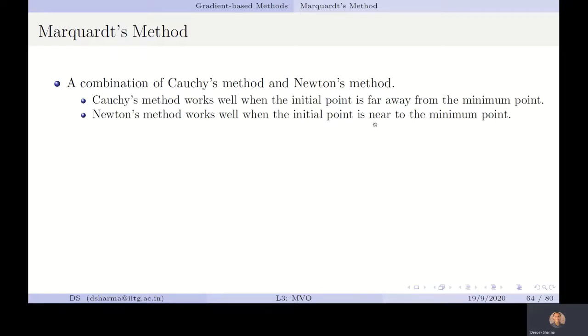So this Hessian matrix will become positive definite when we are reaching towards the minimum point. This helps the Newton method to converge to the optimum solution quickly. So how can we include these two methods?